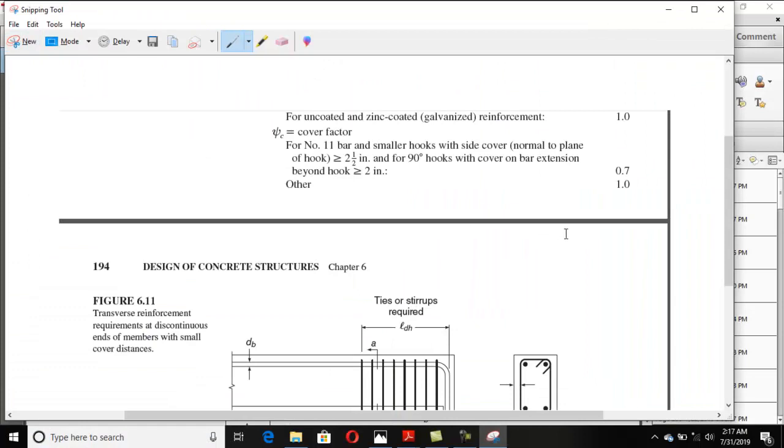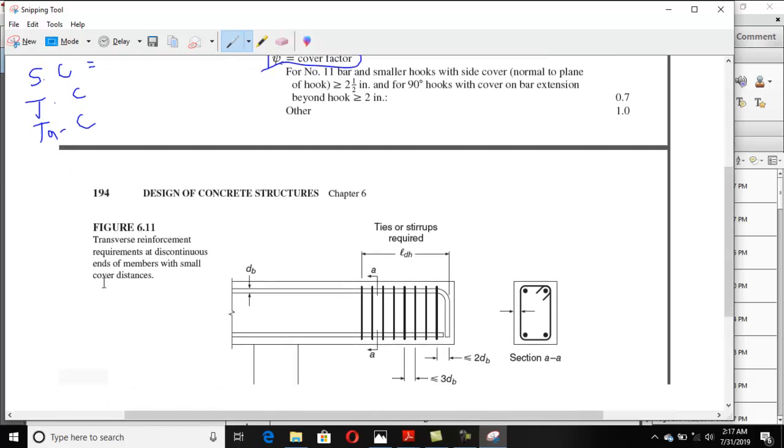So this psi c factor is called the cover factor. As at the beginning of lecture 6, I clarified three factors: one is side cover, the other is top cover, and the other is tail cover. I completely defined these terms: what is side cover, what is top cover, and what is bottom cover. The side cover is measured from the side of the beam to the face of the stirrups or to the face of the bar.